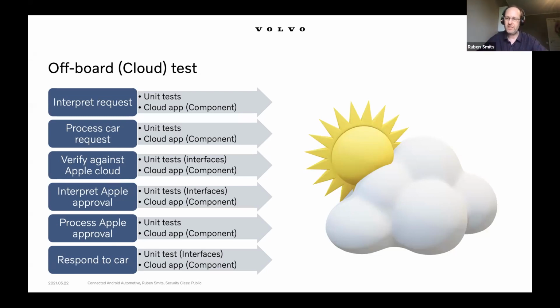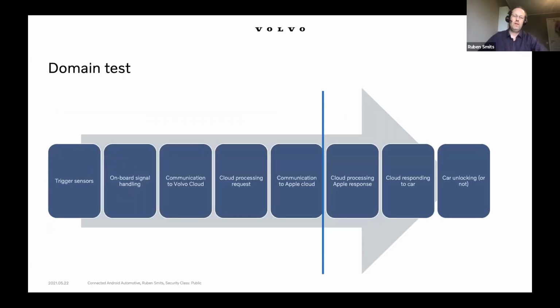Then we need to process that signal. So again, we have unit test and component test. And in the end, we need to respond to the car. So we send information from the Volvo cloud to the car. And again, we have an interface. So we do unit testing, and we have a component test for the actual signal. So there's really a lot of different levels of testing here. These are all unit test and component test.